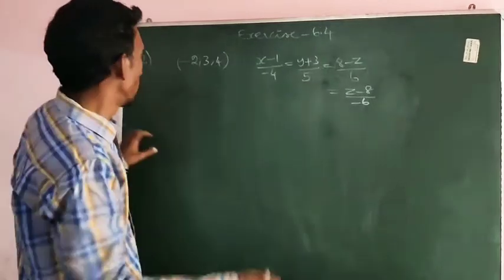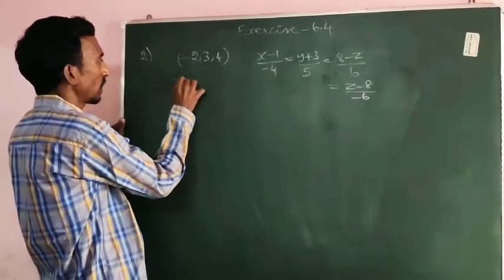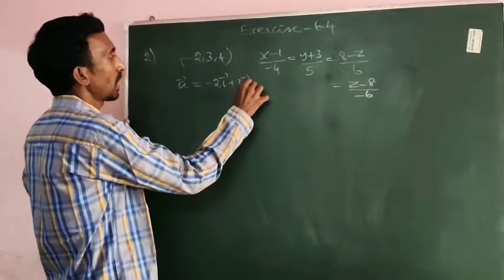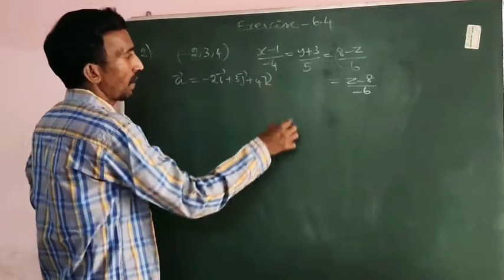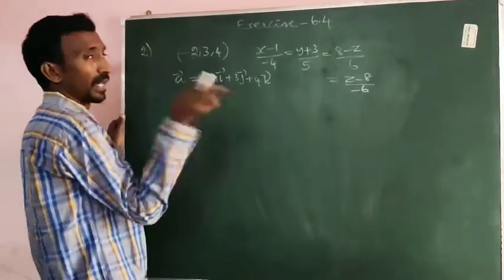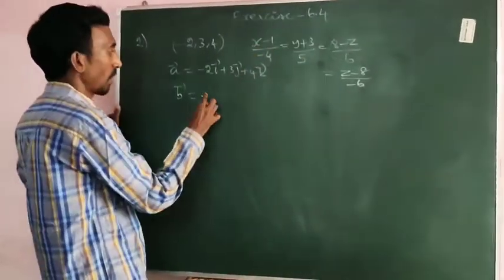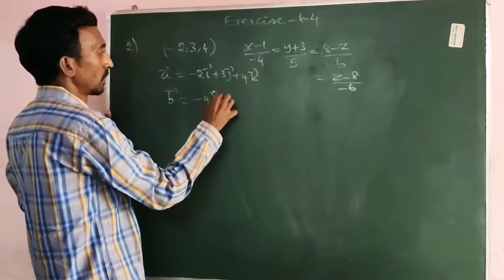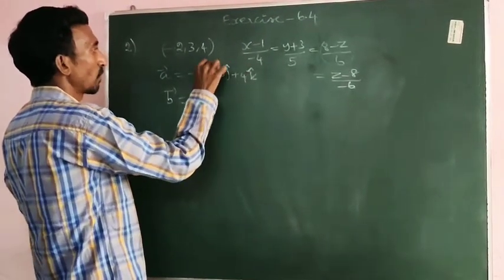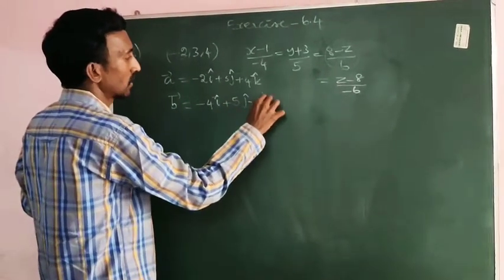Okay. So now, the point's position vector is taken as a vector minus 2i plus 3j plus 4k. And from the denominator we can take the parallel vector b vector. The required line is parallel to this one. Therefore it is parallel to this vector minus 4i, okay, here they are using the cap symbol for unit vectors, plus 5j minus 6k.